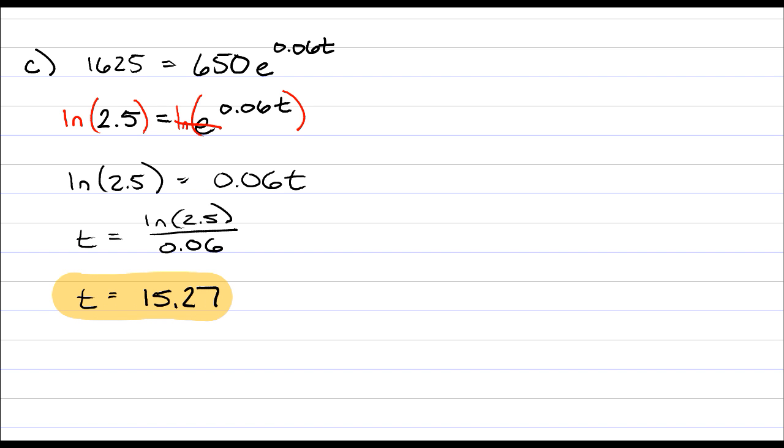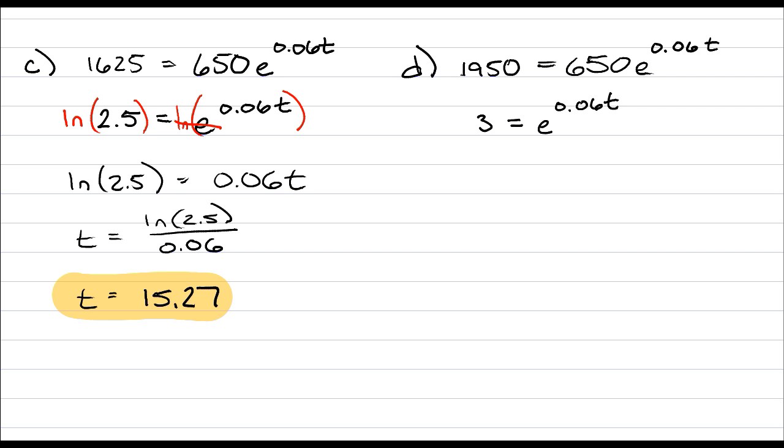Okay, one last example. We want to know how long it takes for the account to grow to 1950. So in other words, this is asking how long does it take at 6% interest compounded continuously for the value of your money to triple? Because if I divide both sides by 650, I get 3 on the left-hand side. So 650 times 3 is 1950. I want to know how long it takes for the value of my investment to triple.